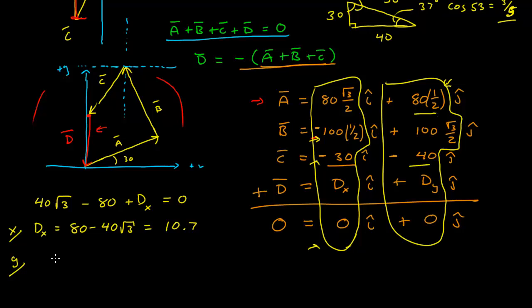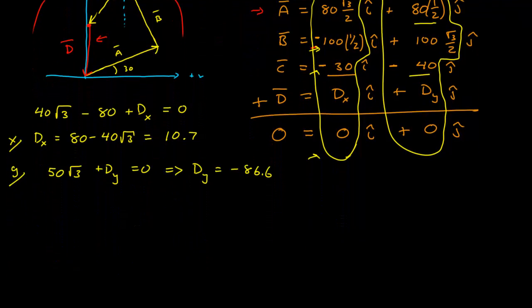So I end up with 50 times the square root of 3 plus the y component of my vector is equal to 0. Well, so my y component then is negative 86.6. So now I have my final vector in component form. My final vector is 10.7 i hat minus 86.6 j hat. Does this make sense?